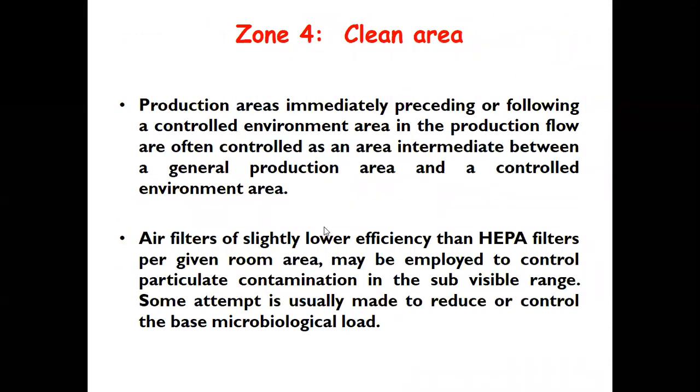Production areas immediately preceding or following a controlled environment area in the production flow are often controlled as an area intermediate between a general production area and a controlled environment area. Air filters of slightly lower efficiency than HEPA filters, high efficiency particulate air filters, per given room area may be employed to control particulate contamination in the sub-visible range. Some attempt is usually made to reduce or control the base microbiological load.